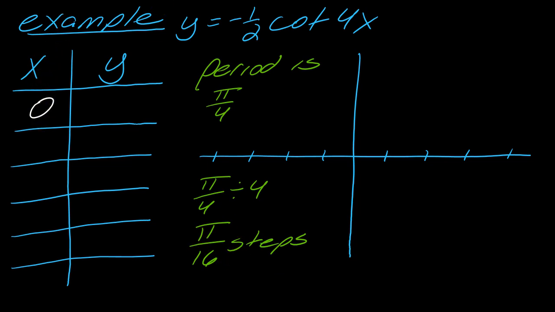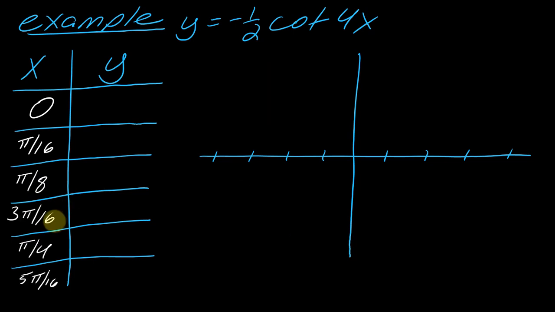So I start at 0. At least we're starting at 0, so I think the math's a little bit easier. So if I just add pi/16 to that, then I get pi/16. If I add pi/16 to this, I get 2 pi/16, which will simplify to pi/8. If I add this again, this becomes 3 pi over 16, and then 4 pi over 16, which will simplify to pi over 4, and then 5 pi over 16. So I've got everything that I need here.